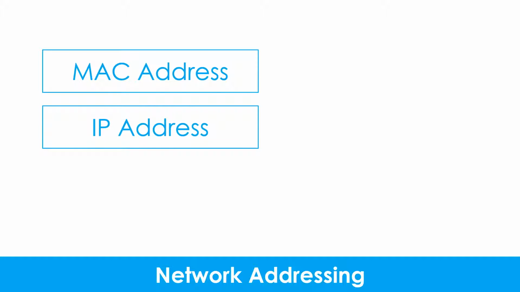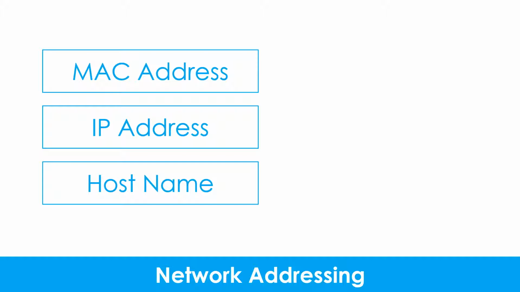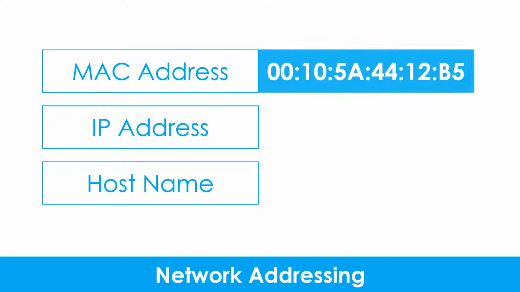There are 3 main methods used to identify devices on a network. These are MAC addresses, IP addresses, and host names. A MAC address is a unique number written into the network card of each device. It's made up of 6 pairs of hexadecimal characters.